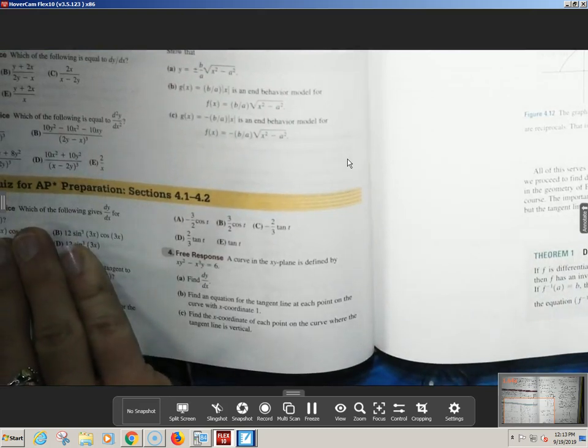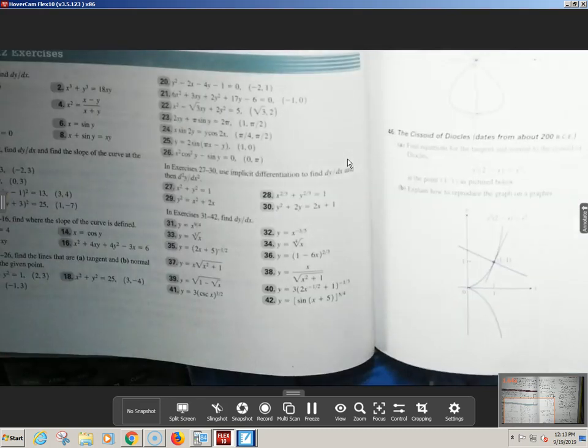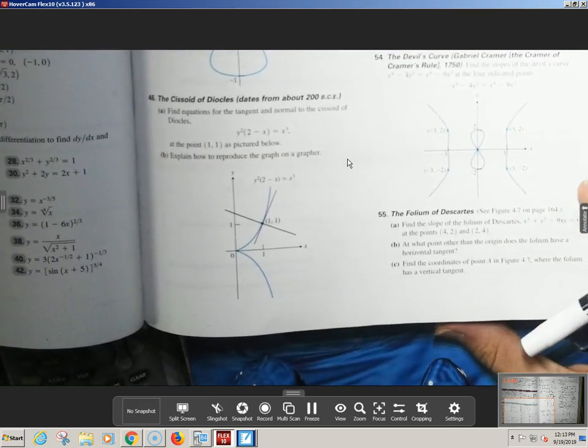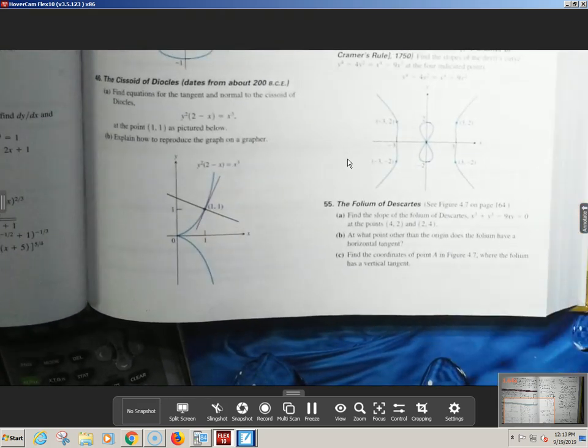Oh, 56 or 55? 55. Oh, that's okay, I got confused. Number 55, I thought that was the one that we had. Here, let me just take a picture of it. That'll make life a lot easier. So, 55 says, see the figure on page 164. Find the slope of the folium of Descartes, and they give us the equation.